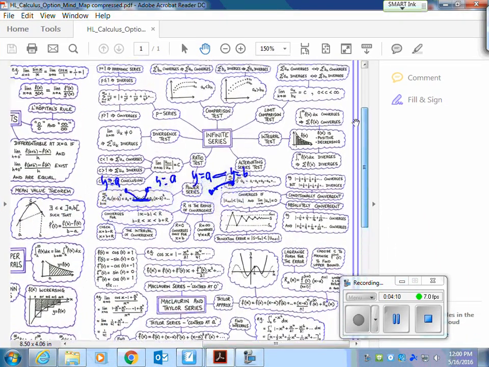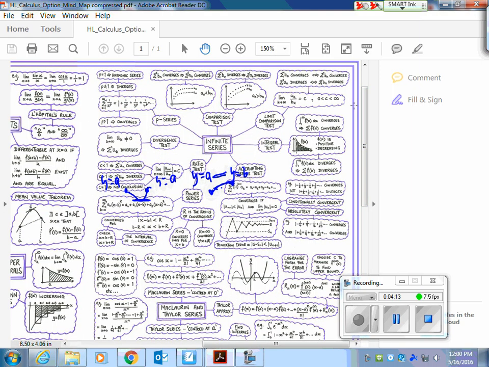So here's what you do. Start off, the first key thing is take the limit as x approaches infinity. If that thing is 0, you got a shot. If it's not equal to 0, it diverges. Done. Then take the ratio test.